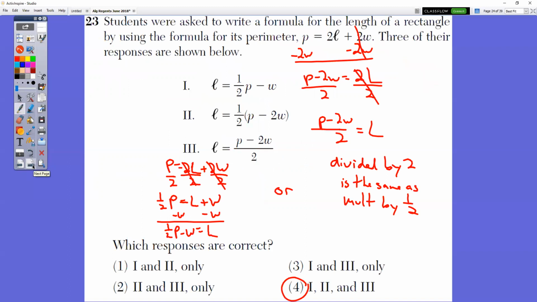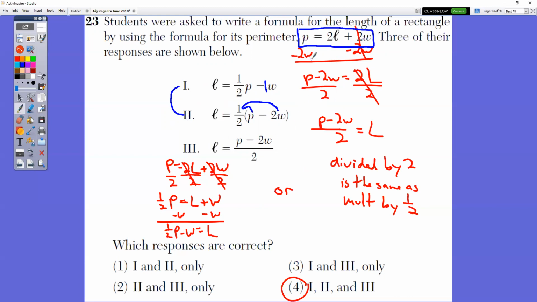In question number 23, this one's sort of a pain. What I noticed first is, first of all, we have to rearrange this formula, P equals 2L plus 2W. What I noticed right away is that number 1 and number 2 are actually the same exact formula. If I took number 2 and I distributed, 1/2 times P is 1/2 P. 1/2 times 2 is just 1, which is the same as this one. So choice 1 and 2 are actually the same exact thing. Choice 3 is a little bit different.